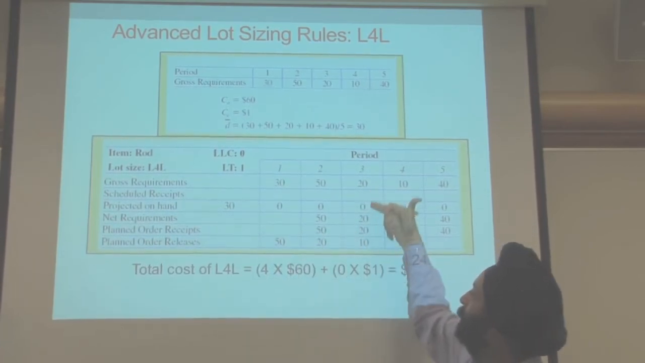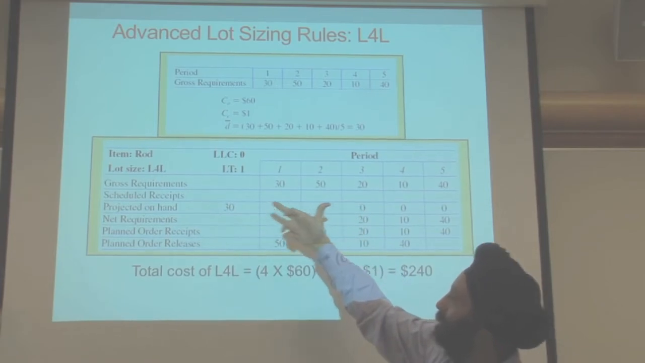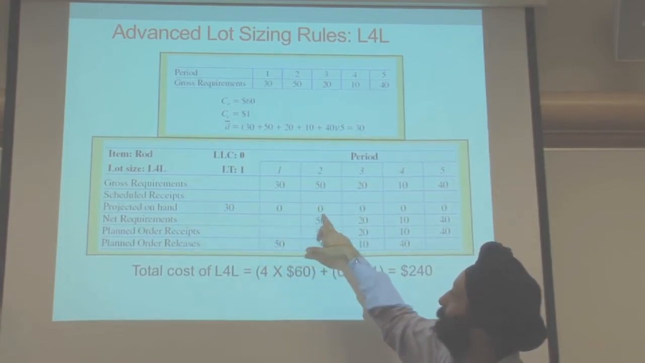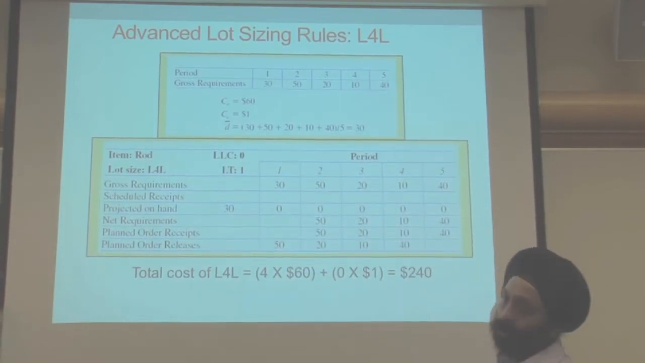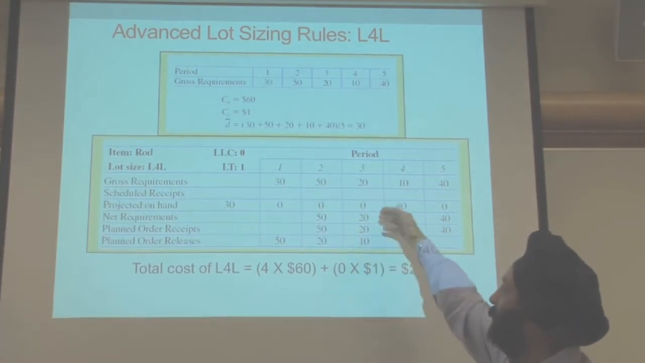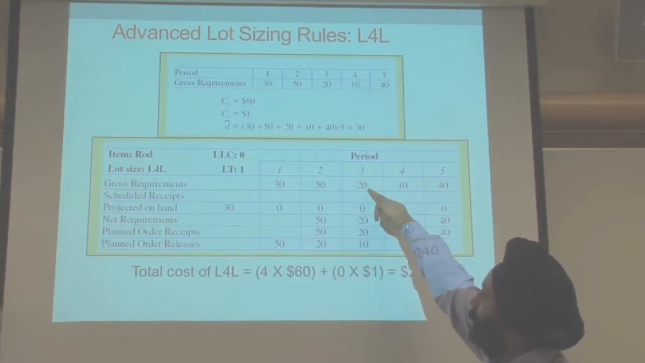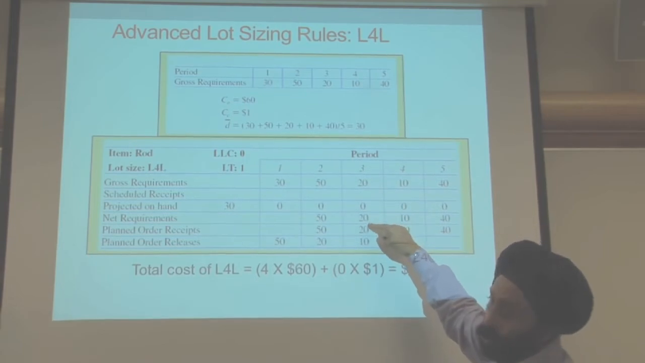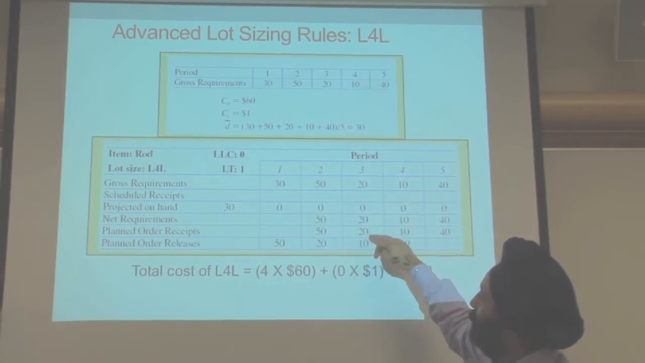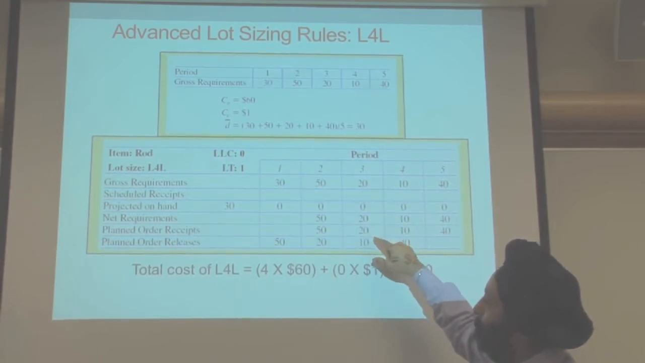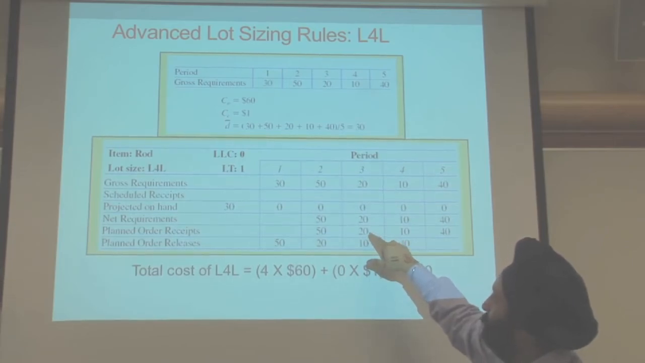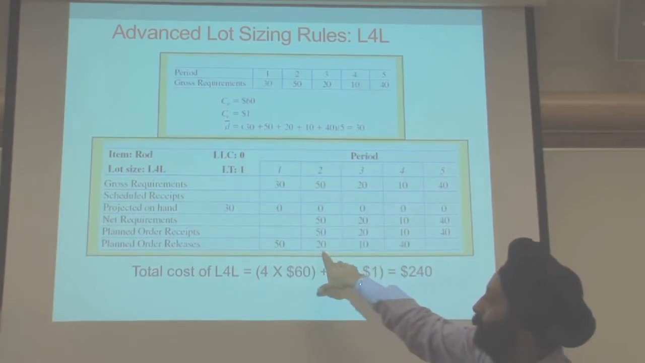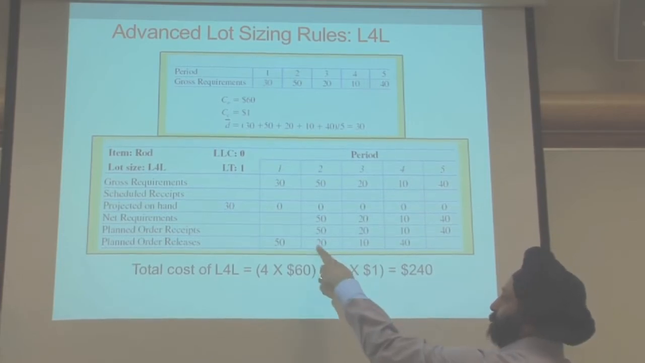And moving on, you'll notice that with lot-for-lot, once the projected on-hand inventory becomes 0, it stays 0 because we order exactly what is needed. So this 20 of gross requirement becomes 20 net requirement, which means 20 planned order receipt for period 3, which translates into an order release in the period before that.